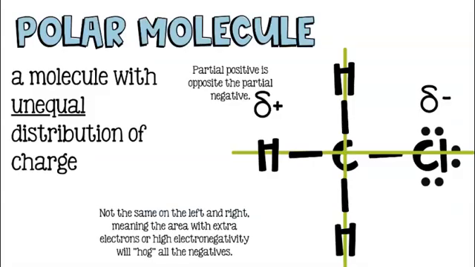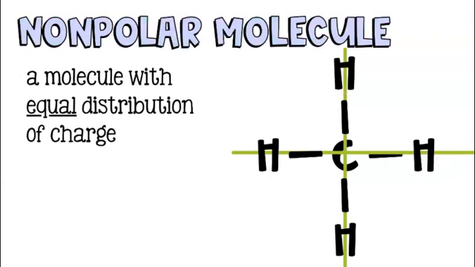Polar molecules are molecules with unequal distribution of charge. For example, CH3Cl is not the same on the left and the right, meaning that the area with the extra electrons or the higher electronegativity will hog all the negatives. That's why the chlorine ends up with a partial negative on the right, and the left side, which has hydrogen, ends up with the partial positive. On the other hand, a molecule with an equal distribution of charge, like CH4, is a nonpolar molecule.